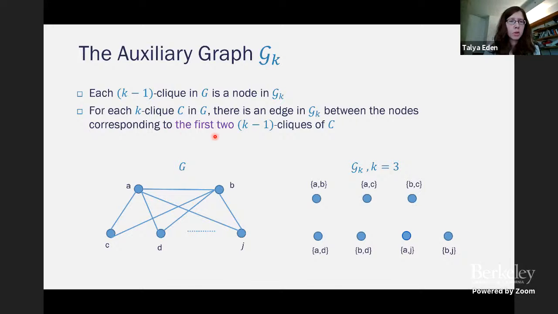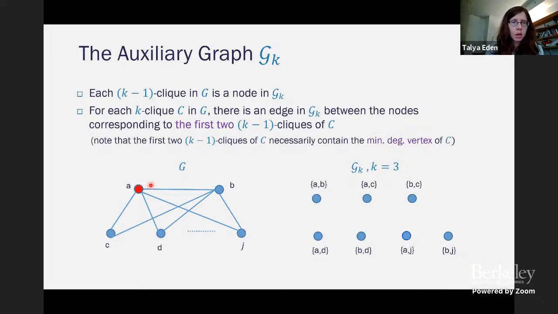So that was a bit long, but we'll just look at our triangle. Okay, we'll look at our k-clique, the triangle, and we'll look at the min degree vertex, and we'll look at the first 2 (k-1)-cliques of C. So the first 2 edges of C. So the first 2 edges will be AB and AC, right? Because they are the ones to contain the min degree vertex. And then we'll put an edge between AB and AC, which corresponds to this triangle ABC.